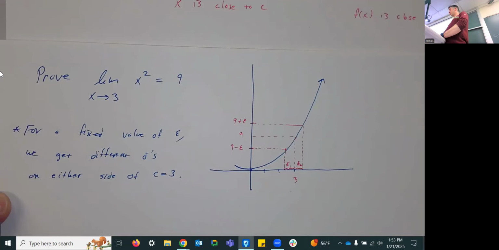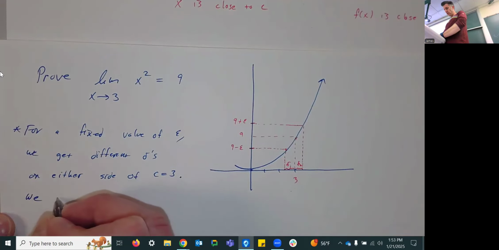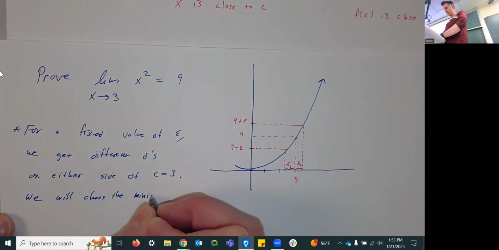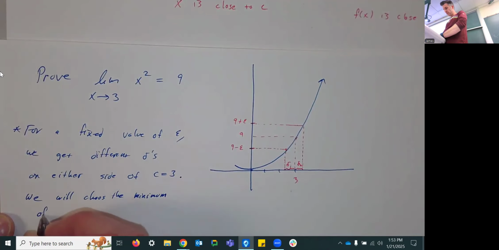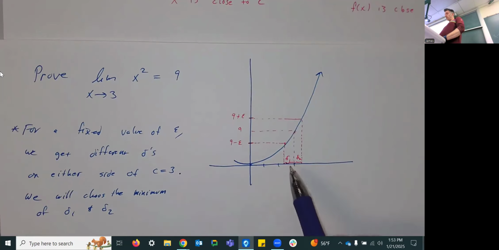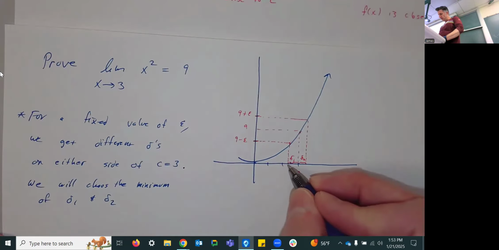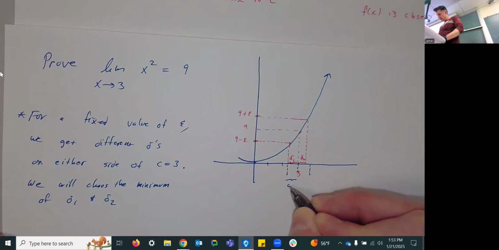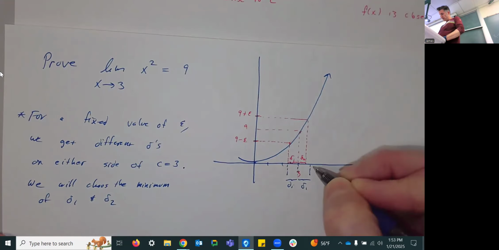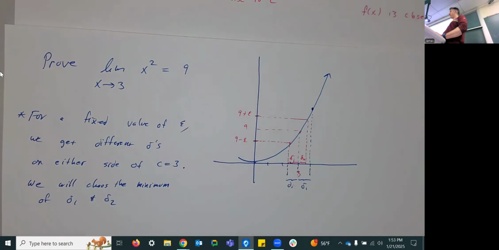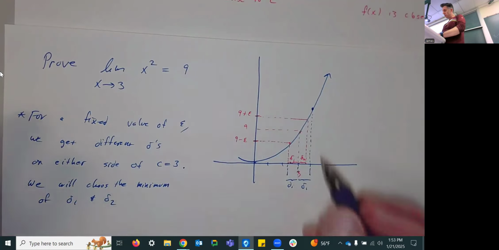So when this happens, what we typically do is we will choose the minimum of those two deltas. And here's why. If we choose the larger delta value, then we're going to end up going too far to the right, because if we go this far to the left and say that far to the right, we will end up not being within the given value of epsilon, within epsilon of 9, right? We'll be too far away.